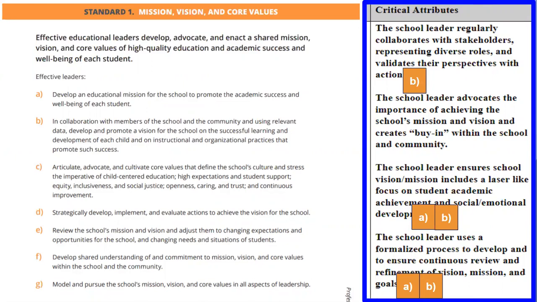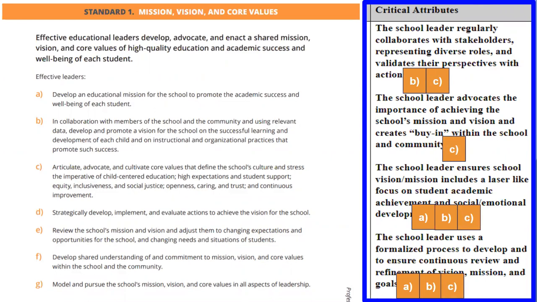Element B also specifically calls out the use of relevant data to develop and promote the, quote, formalized process referenced in critical attribute 4. This is a direct link to the expectation of element B. Moving on to element C, deep thoughtful work is described. Connecting the essential ideas included in element C demonstrates a link to all of the critical attributes.